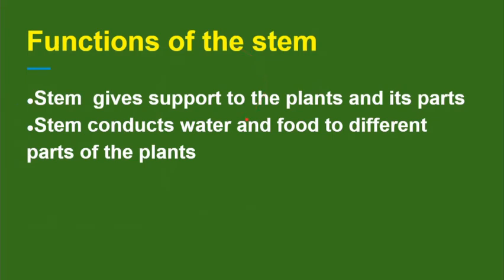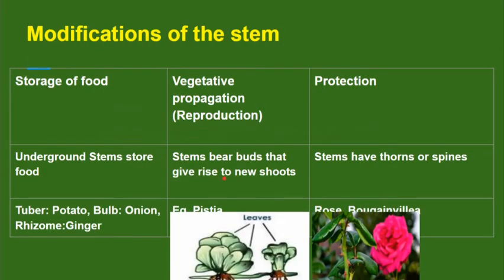What are the functions of the stem? Stem gives support to the plants and its parts. Stem conducts water and food to different parts of the plant. Now, what are the modifications of the stem?